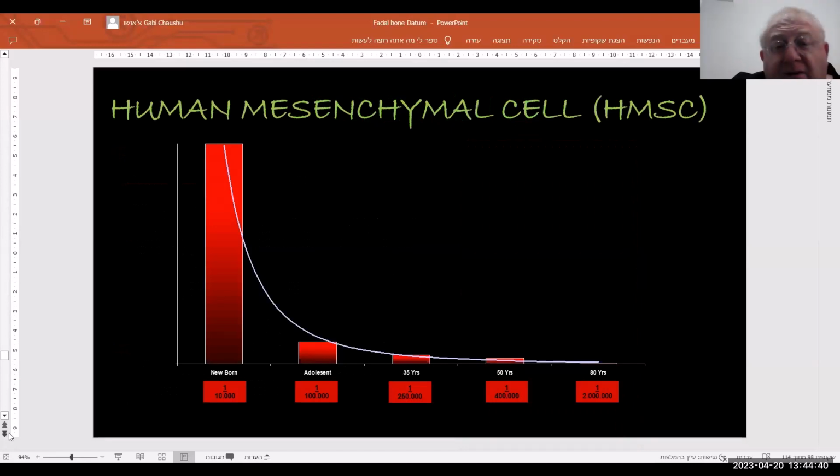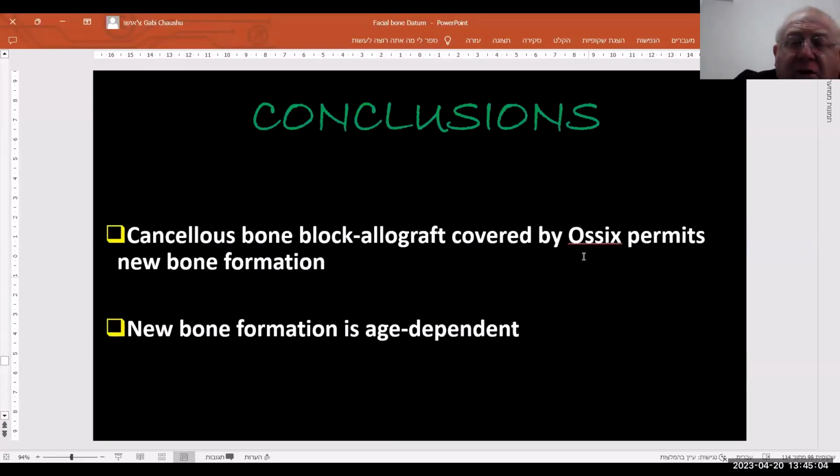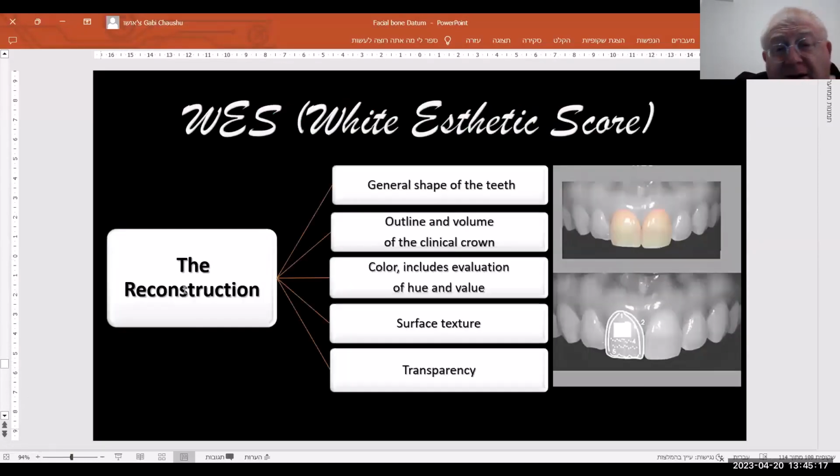And the reason for this higher rate of new bone formation in younger is, of course, the number of human mesenchymal stem cells that we have. When we are born, it is 1 to 10,000. When we are over 80, it is 1 to 2 million. So actually, we have less mesenchymal cells that will help us in new bone formation. So our conclusion from this histomorphometric study was that cancellous bone allograft covered by O6 will allow new bone formation, and that this new bone formation is, of course, age dependent.